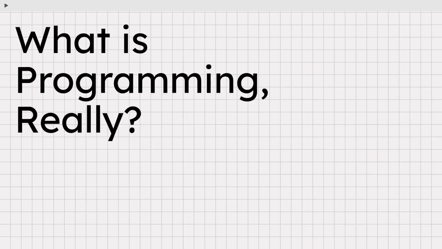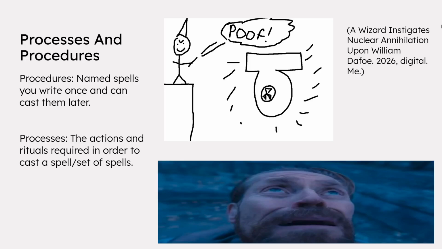If those are all the parts of the computer, what is programming? When we say we program, what do we actually mean? I want us to think of programming as being a wizard. Wizards create and name spells that they can then cast later. Procedures are like the named spells: once you've written it down and you have the tools necessary to cast the spell, you can cast it at a later date. And processes are the actions and the rituals required in order to cast that spell.